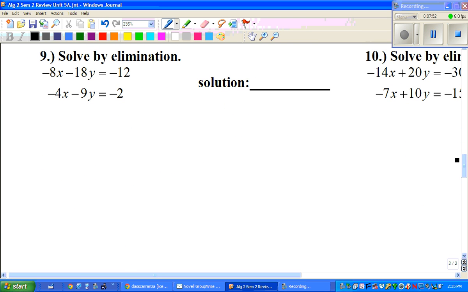Solve by elimination. I want to see if you guys can do this one. Remember, you want to get either your x's or your y's to cancel. I think it's pretty easy if you get the x's to cancel. Just make sure that when you multiply every single thing, you want these to be opposite symbols. Okay? So there's enough hints. Go ahead and pause the video, and good luck.